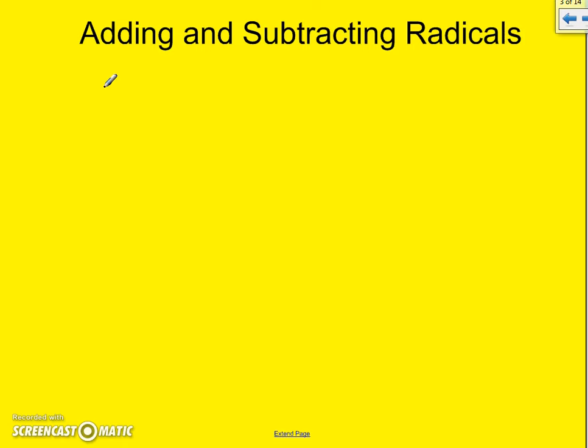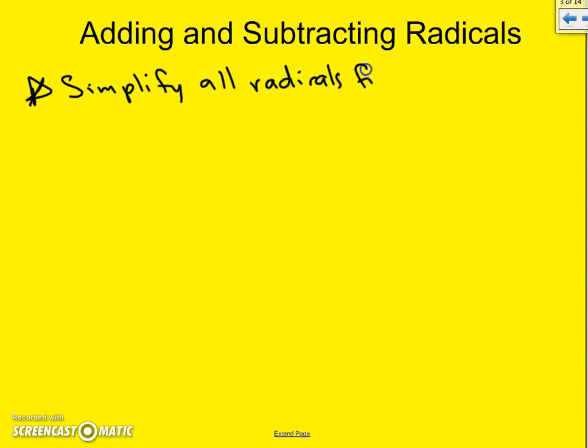And on the top part of it, the yellow part, we're going to go ahead and put a little star note here that says simplify all radicals first. Then combine like radicals. And I would underline like radicals.